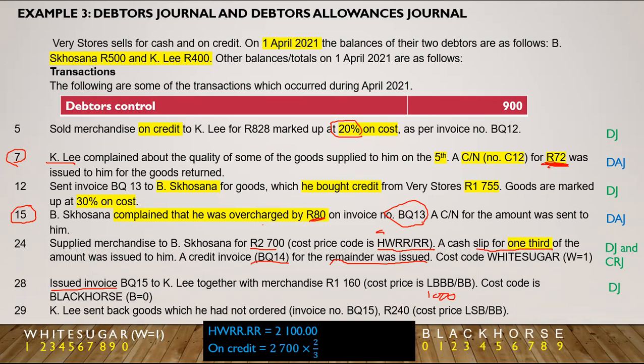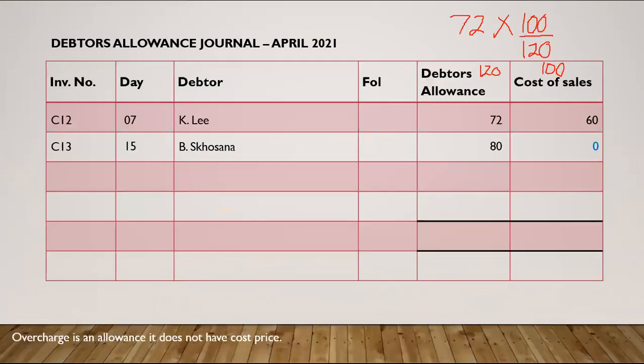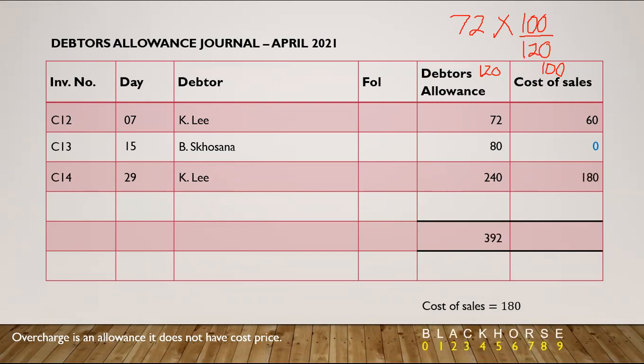Let us record that in the debtors allowances journal. So we're going to have C14. The day will be the 29th. It's Kylie. Under debtors allowances we will have 240, under cost of sales we will have 180. And obviously this is based on the word code over here. So that's how you will get that 180, okay? And then you just total them up.